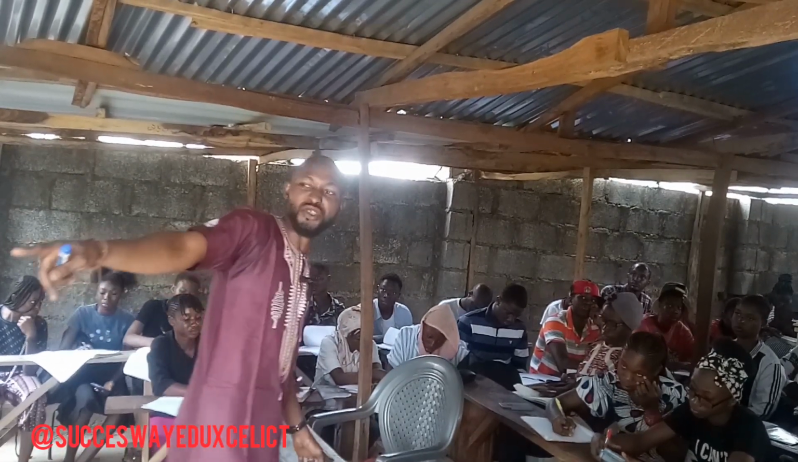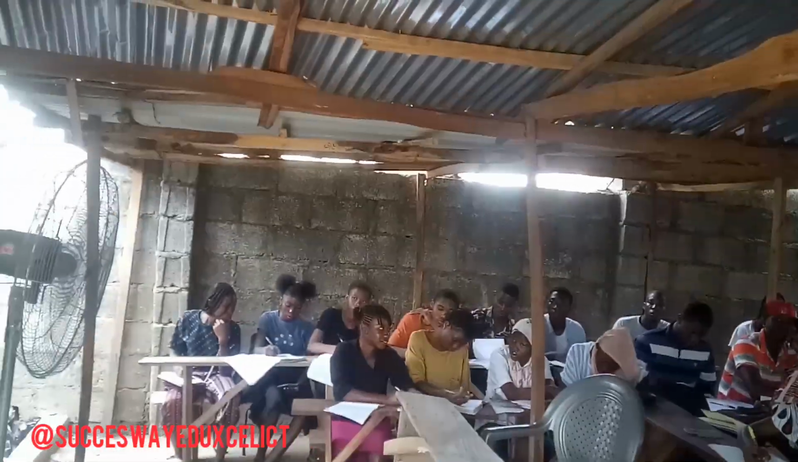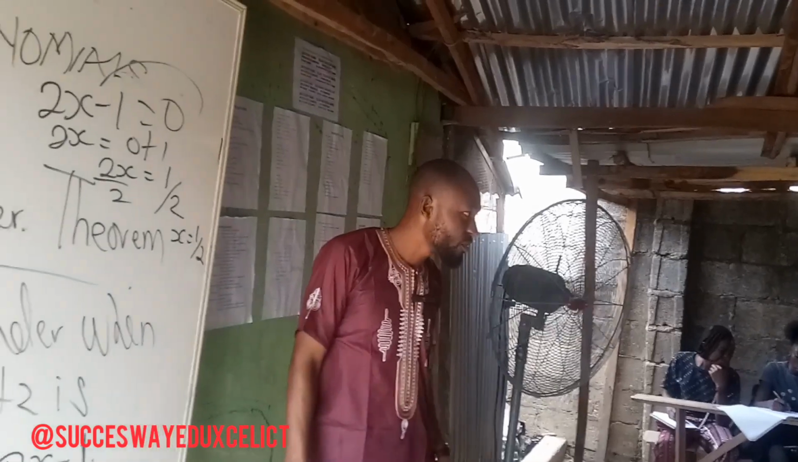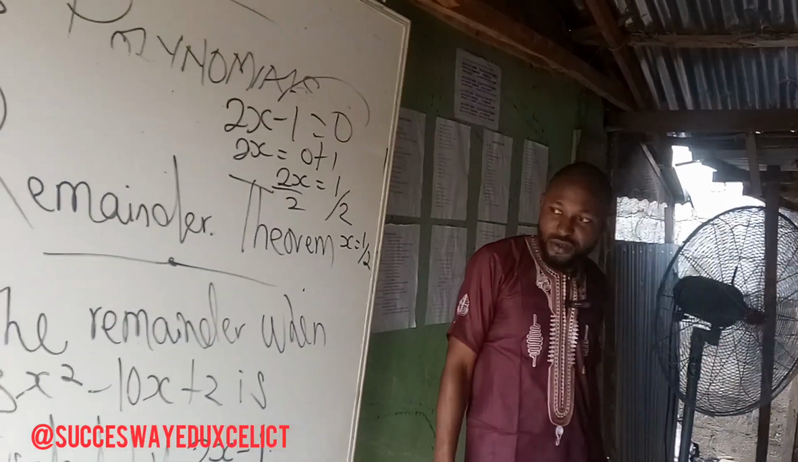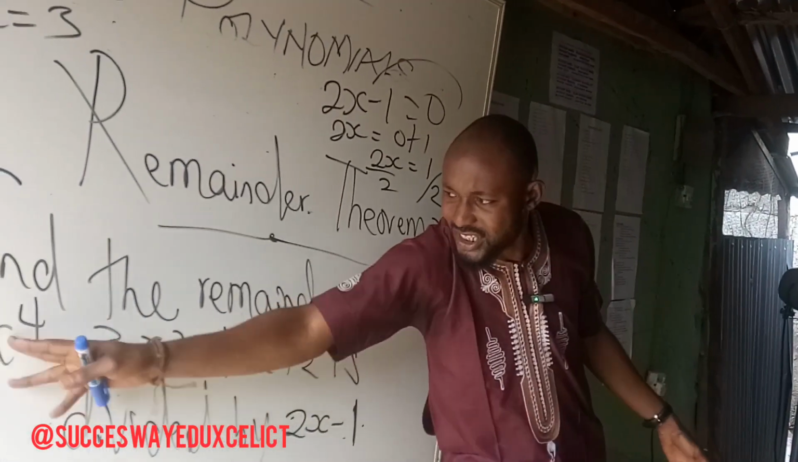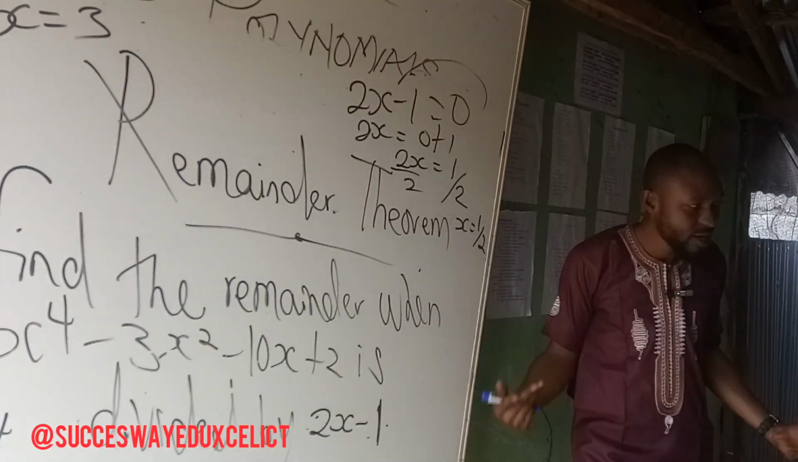If you guys cannot put in 1.5 into this thing as x and solve this thing, wahala dey o. They have given you the value of x to be 1.5. All you need to do is put it into this expression here and solve.